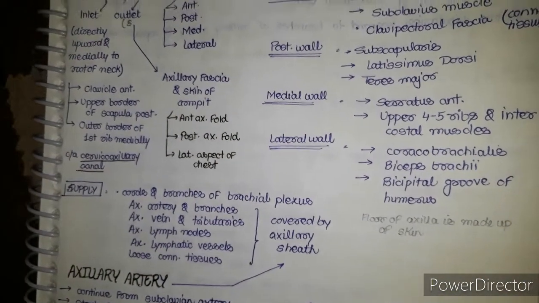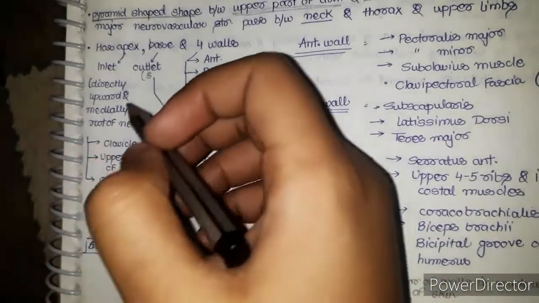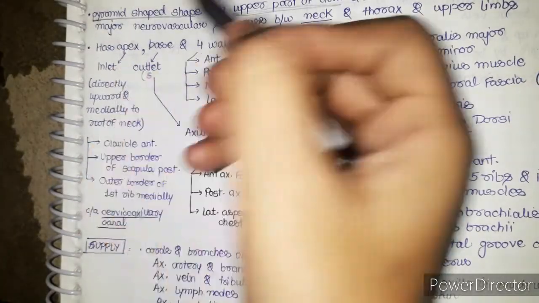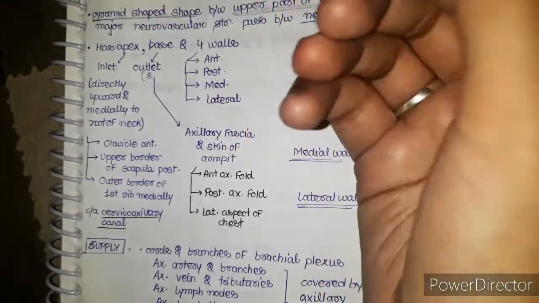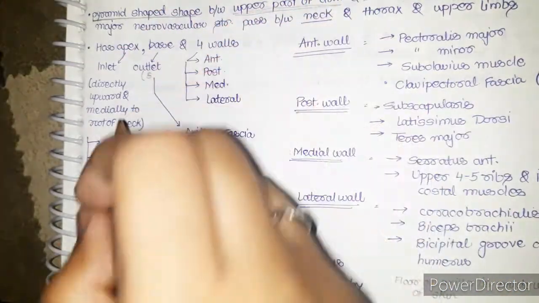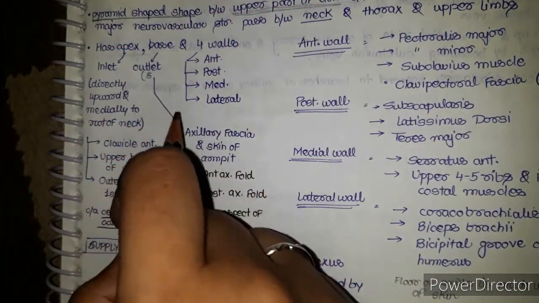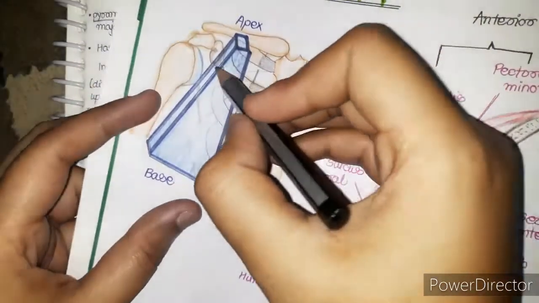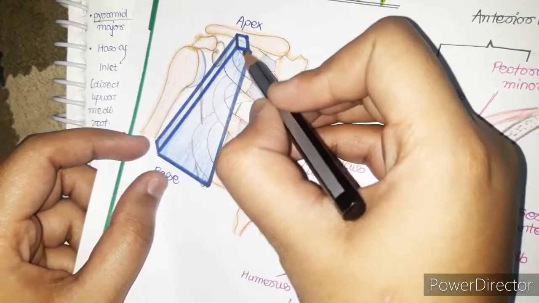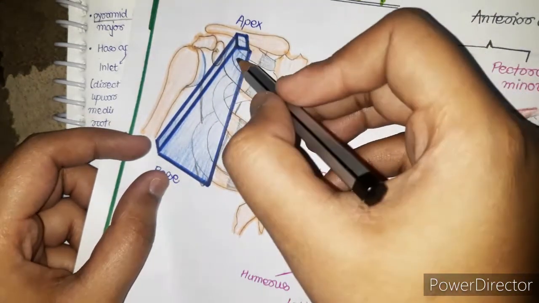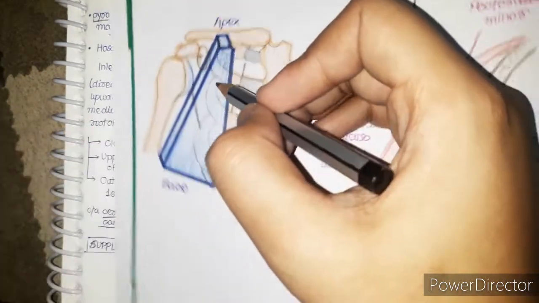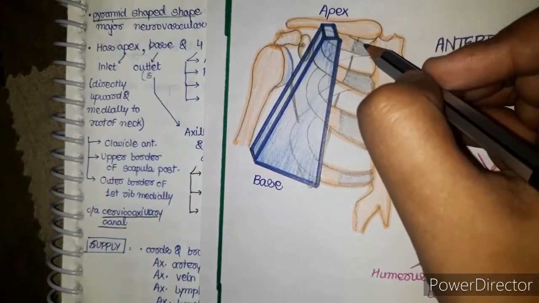Now we will first learn about the apex of the axilla. It is known as the inlet. I have already told you, because the major structures will enter through this inlet. It is directed upward and medially to the root of the neck.